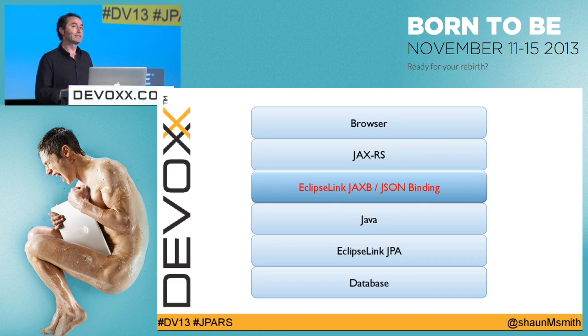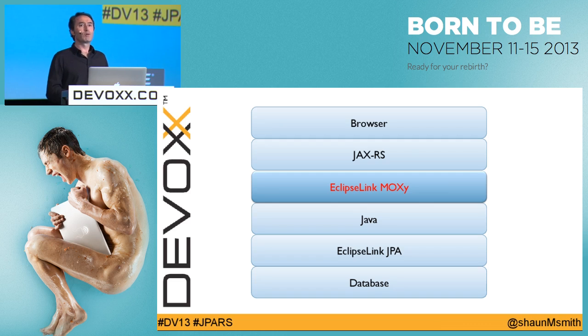And then the other piece that's missing here so far is the binding. I'm going to need to go from Java objects into XML or JSON. So going back, I'm going to use EclipseLink JAXB and JSON binding, and that's implemented by our MOXy component.